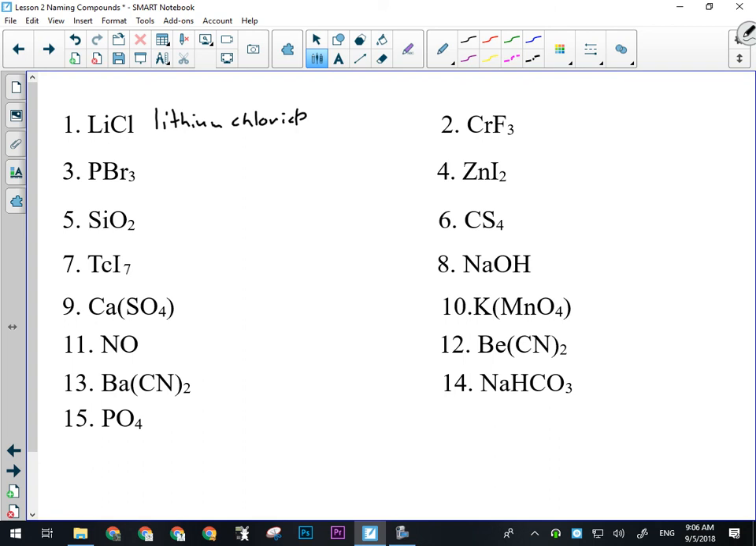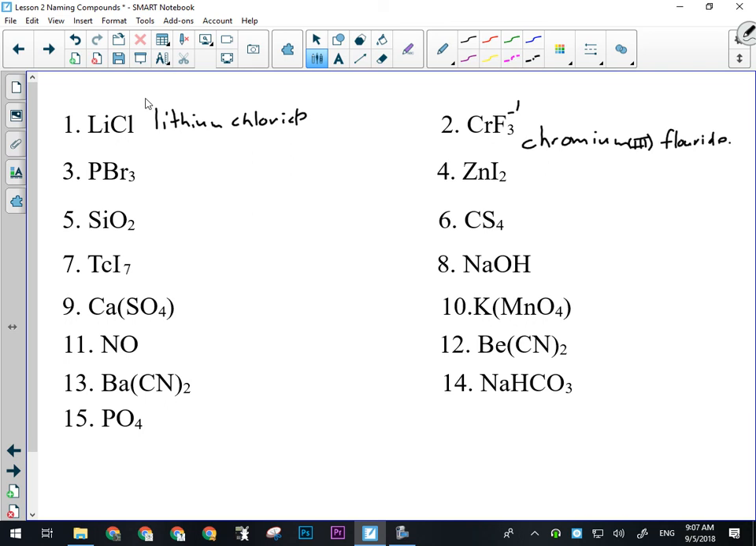It's ionic. Chromium is a metal. Okay. Does chromium have more than one possible charge? It does. Okay, so this one's also going to need a Roman numeral. Which Roman numeral is it going to need? Yeah, it's going to need a 3. Okay, because fluorine is a -1, and there's 3 of them, so there's only 1 chromium. So it's chromium 3 fluoride.